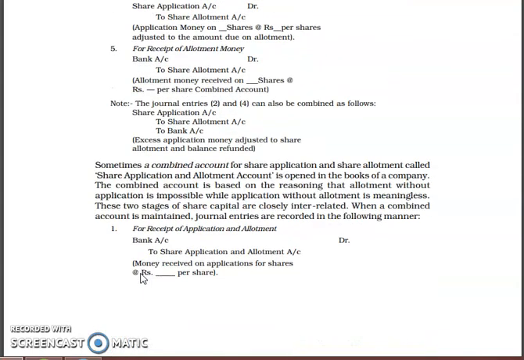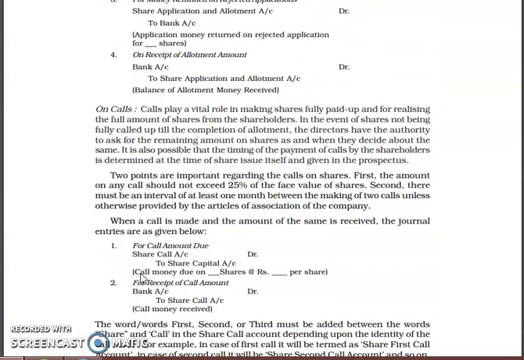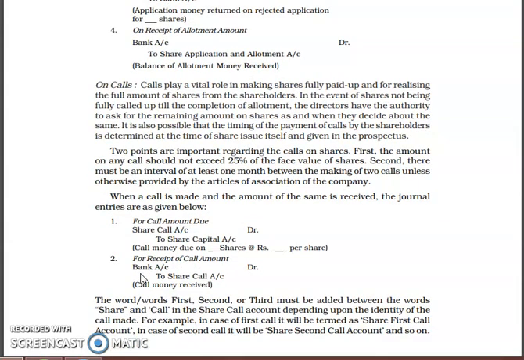After the application and allotment procedures, we now have to move on to the calls. When the first call is made, that is for call amount due: Share first call account debit to Share application, being share first call amount receivable. The second entry is for receipt of call amount, when the cash is received for the first call: Bank account debit to Share call, being the amount received for the first call.